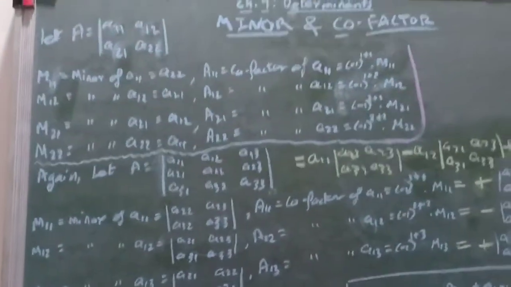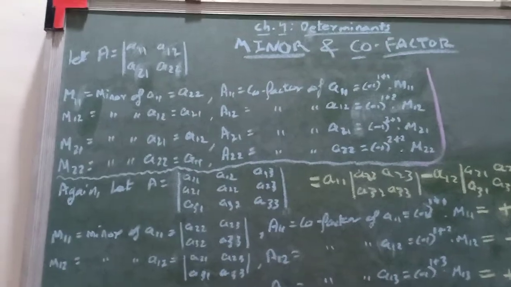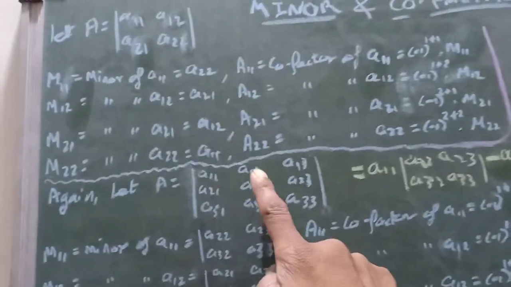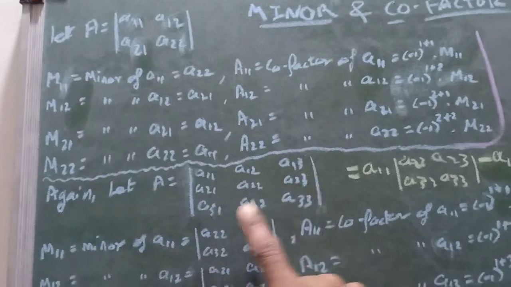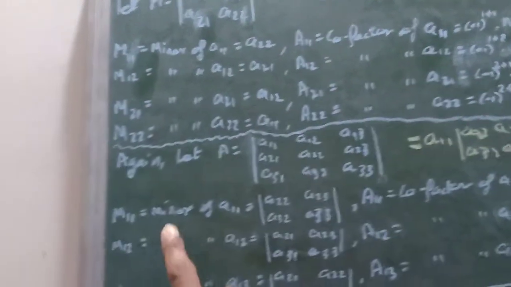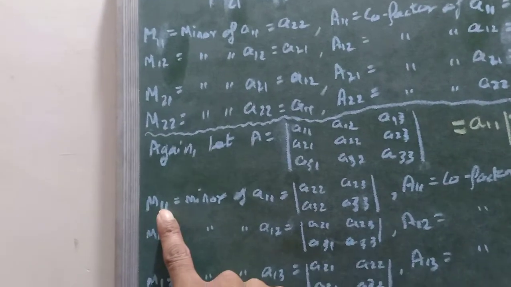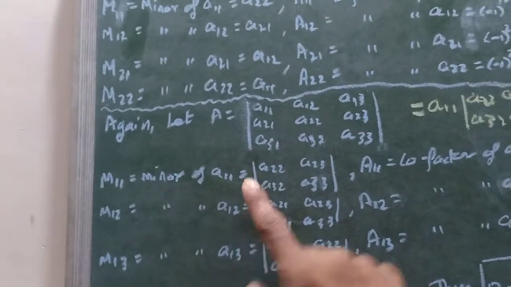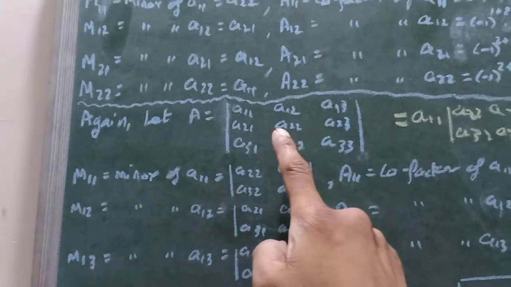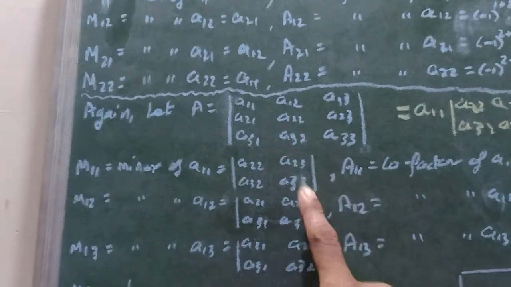Okay, this was about the 2 cross 2 determinant. Now suppose a matrix is of order 3 cross 3, and let A be the matrix with rows A11, A12, A13; A21, A22, A23; A31, A32, A33. Suppose you are asked to find the minor of A11, denoted by capital M11. Remove the row and the column in which A11 is present. So what is left? A22, A23, A32, A33.